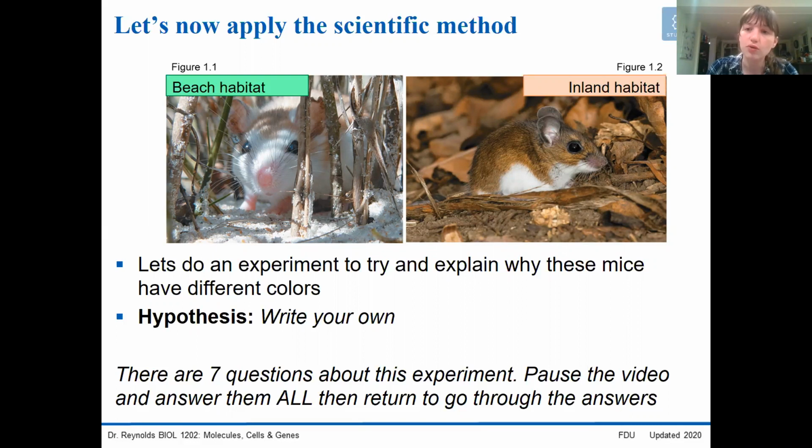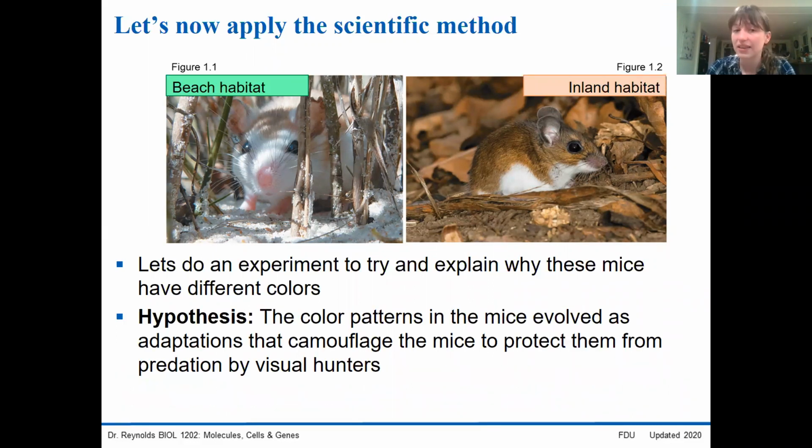So when you wrote your hypothesis, did you write something like this? The color patterns in the mice evolved as adaptations that camouflage the mice to protect them from predation by visual hunters. My hypothesis is testable. I have visual hunters that I can use. It's falsifiable. I actually have these things, I can do them. I can prove or I can unsupport this hypothesis. I can go through and see that the data is not supportive of what I've written here.